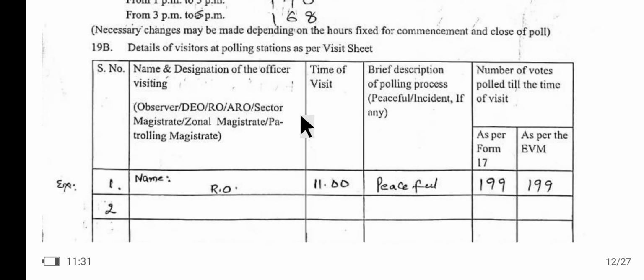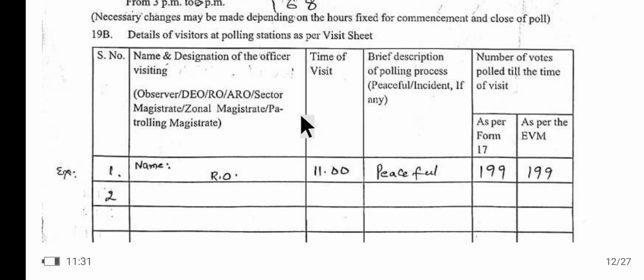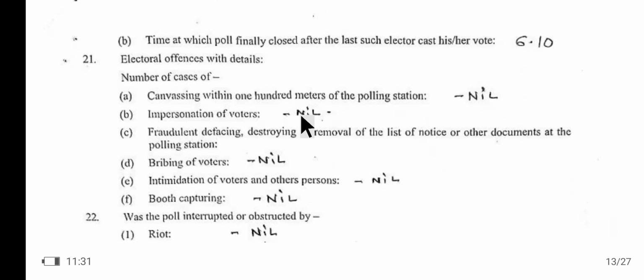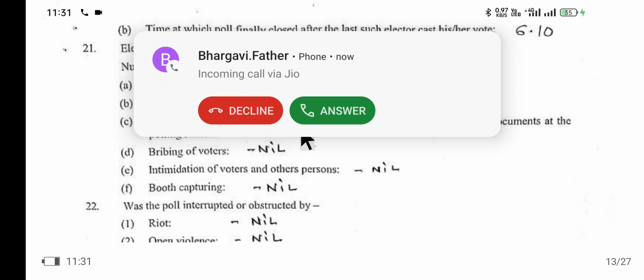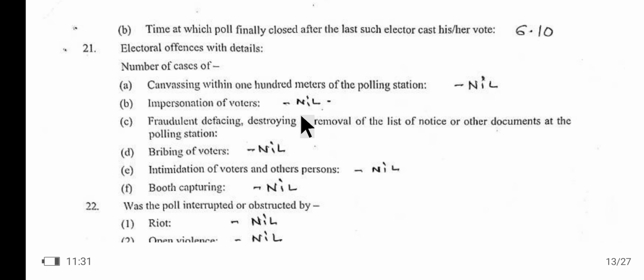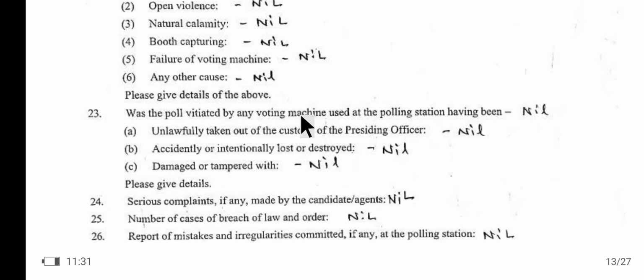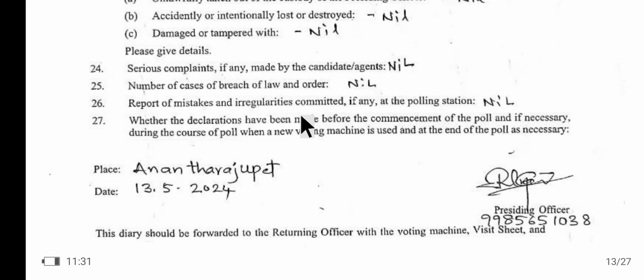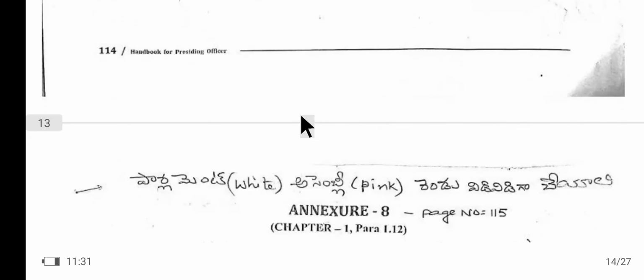Now we will go to the next table, details of the visitors at the polling station as per the visit sheet. If any visitors have arrived, please look at the information. Then the time: if any visitor has arrived, mention the timing of the visitor, and then canvassing within 100 meters of the polling station. So all this information will be filled in here. Look at the sample information provided here, and accordingly you can fill in the PO's diary.